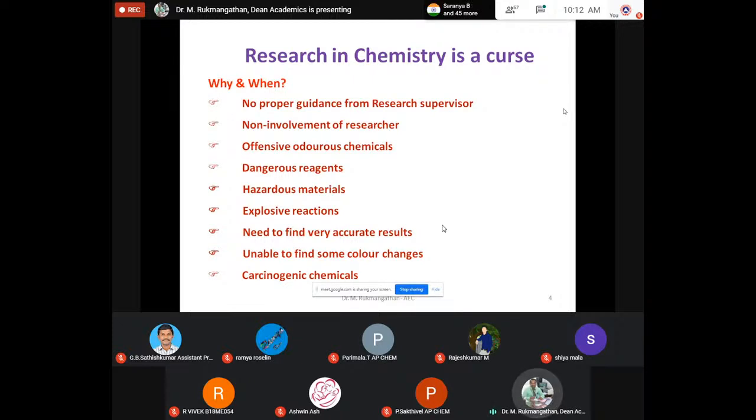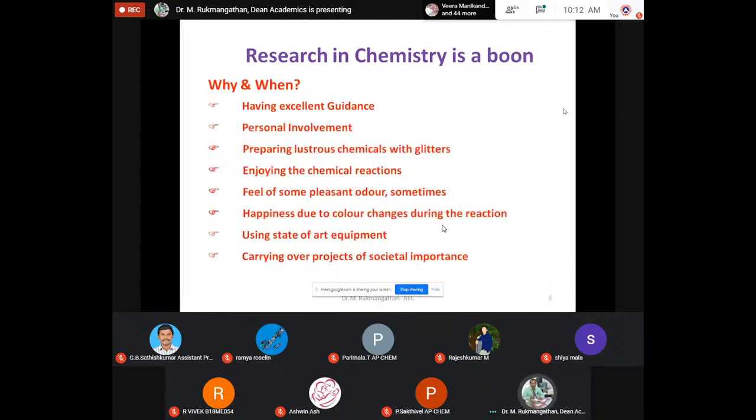Most of the chemicals that we are using for our research works may be carcinogens and may produce cancer in our body with prolonged use. By considering these factors, doing the research work in chemistry related areas may be supposed to be a curse for some people. But we are challenging persons. We are very, very active in doing the research work in chemistry related areas because we are having the following plus points. While doing our research work in chemistry related areas, we had excellent guidance from our research supervisor.